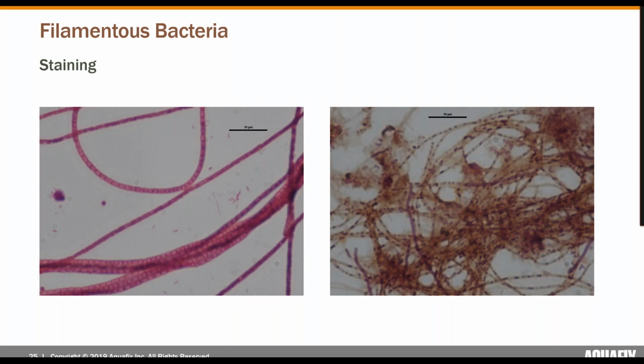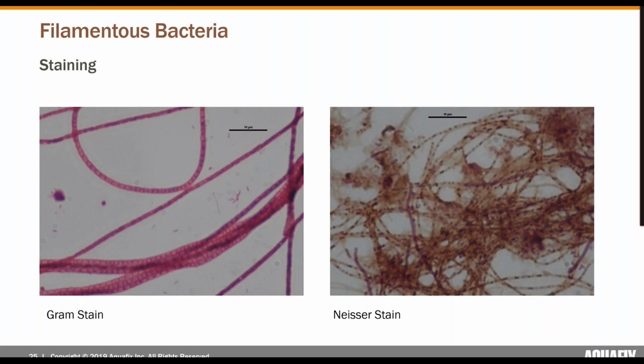So filaments tend to have unique staining properties as well as cellular structure and appearances, allowing people to actually identify specific filaments from each other. For example, here, we can see on the left we have a Gram stain, and on the right we have a Neisser stain image. And on the right we can see that Microthrix parvicella actually stains with Neisser positive granules, as you can see these purple dots throughout this filament. And that is one of the defining characteristics of Microthrix parvicella.